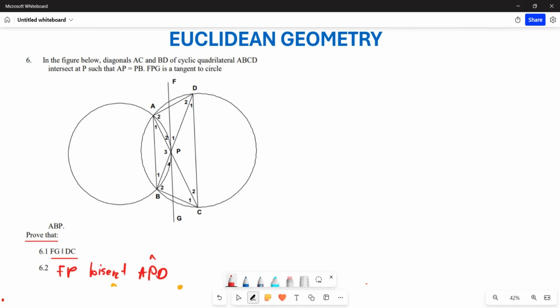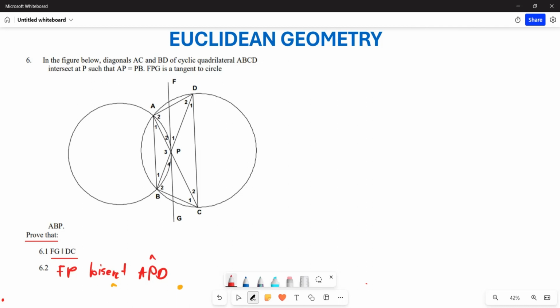We are still looking at exam-type questions that you can encounter in the 11th grade. The first question, 6.1, asks us to prove that FG is parallel to DC. All right, let's start with what we are given here.